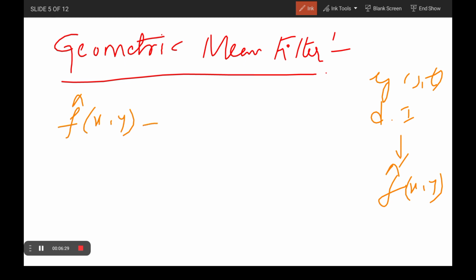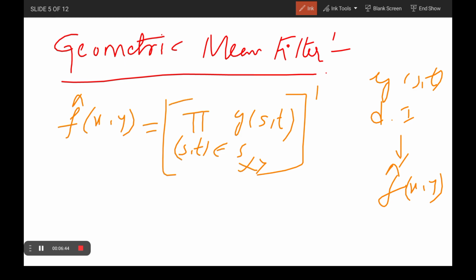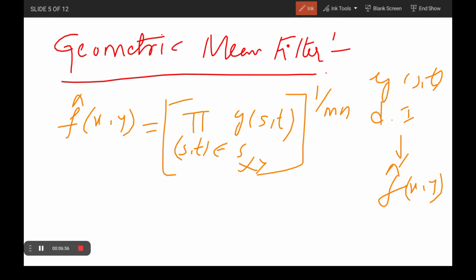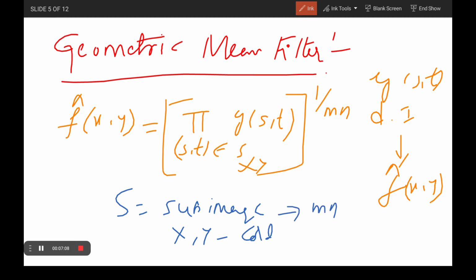So the function value is equal to the product over s comma t belonging to Sxy, the sub image, of g of s comma t, whole power 1 by mn. This is the formula for the geometric mean filter. The basic advantage of the geometric filter is that we know the general representation of these values. Here S is a sub image, x comma y are the coordinates, and the size of the window is mn. These are some of the information regarding the geometric mean filter.